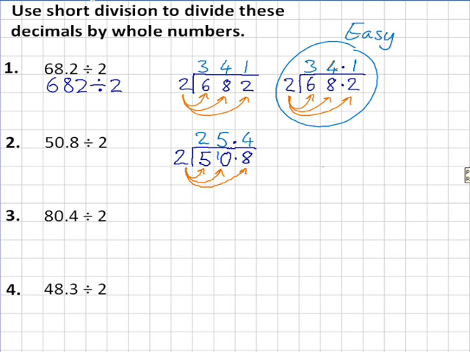Next example, 80.4 divided by 2. Decimal point pops up. And we do 2 into 8, which is 4. And then we get to the crunch bit. 2 into 0. And what I find myself often doing is forgetting what I need to put here. Let's think about it for just a second. 0 divided by 2 is 0. I know that. If I was being asked what's 0 divided by 2, I'd say 0. But what I seem to forget when I'm doing a short division question like this is that I do actually need to write the 0 there.